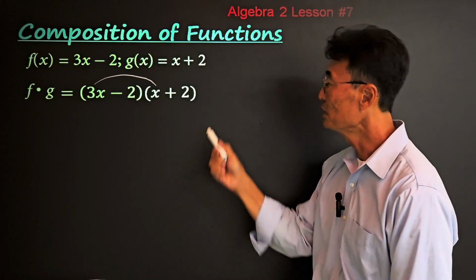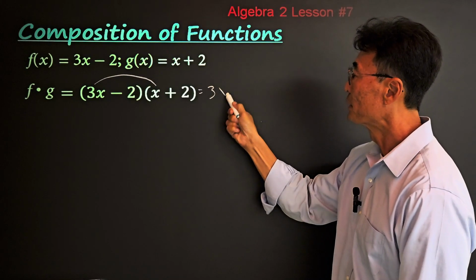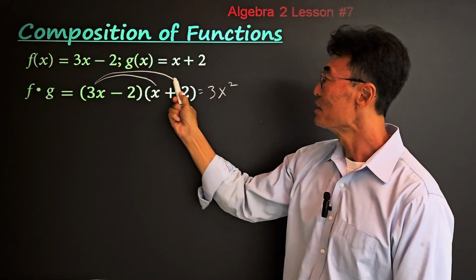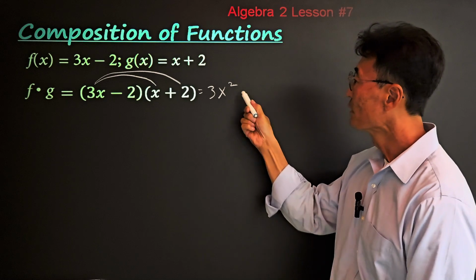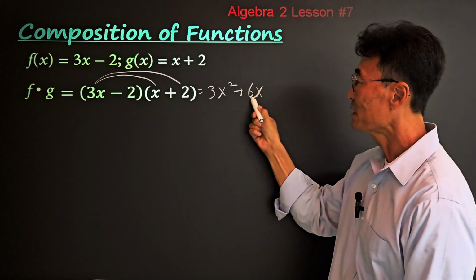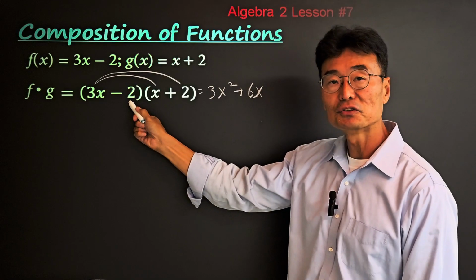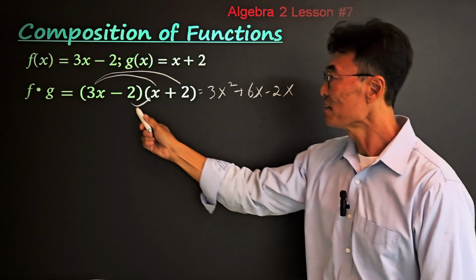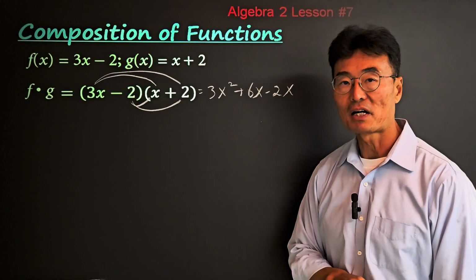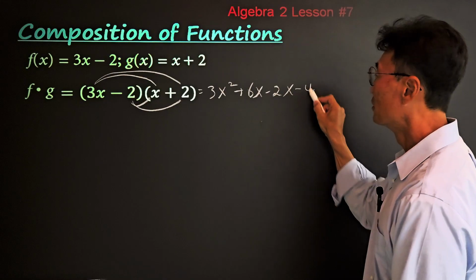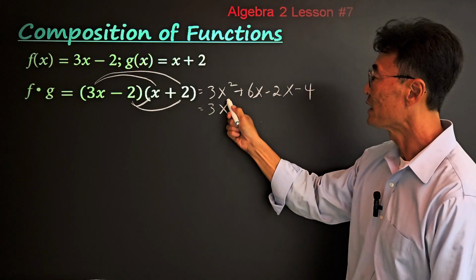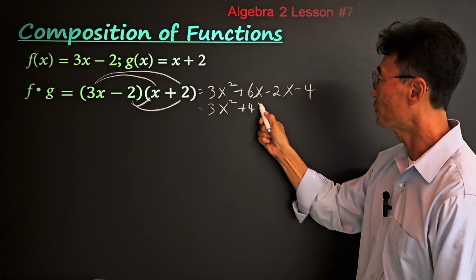And the way to do it is we'll take the first one and multiply with the first one, where we get 3x squared. And then we'll take the 3x once again and multiply it by the 2, where we get 6x. And then we'll take the negative 2, multiply it by the x, negative 2x. And then lastly, negative 2 times positive 2, negative 4. And if we simplify that, we end up getting 3x squared plus 4x minus 4.